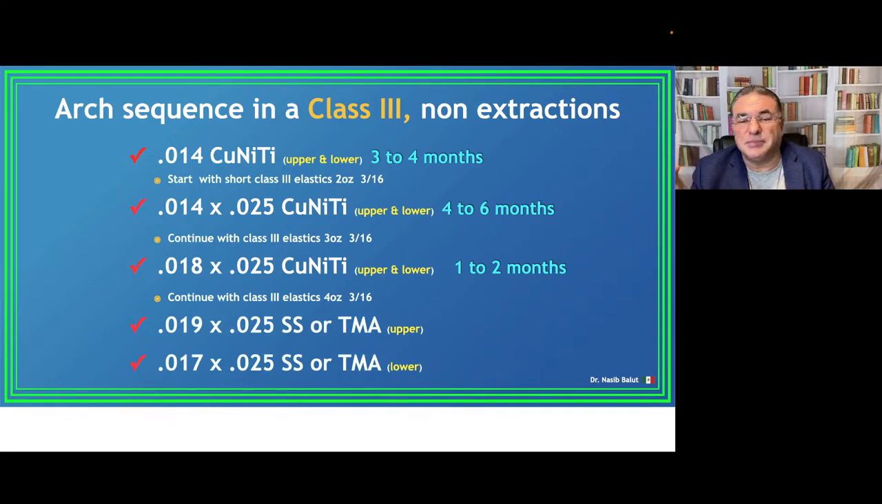It will depend. I use stainless steel when I need more arch development, and if the cortical bone allows me to do that. If I don't want that much arch development and I want to control my torque, I use TMA. Why don't I finish on a 19 by 25 in the lower arch?